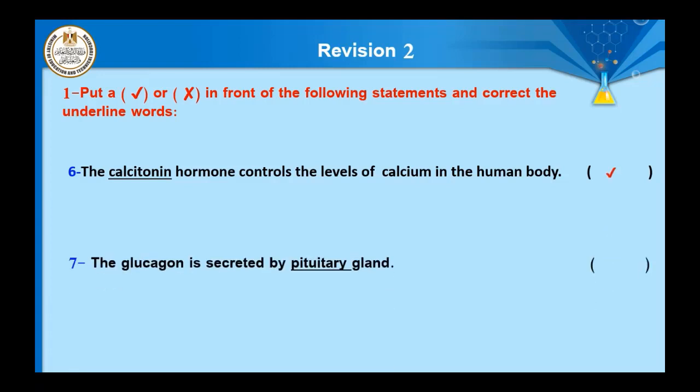Number seven. Glycogen is secreted by pituitary gland. We know that pancreas gland produces two hormones. One of them is insulin and the other is glucagon hormone. Both of them control the level of glucose and glycogen in human body. Glucagon is secreted by pancreas, not pituitary gland. This statement is not correct. Instead of pituitary gland, we put pancreas gland.